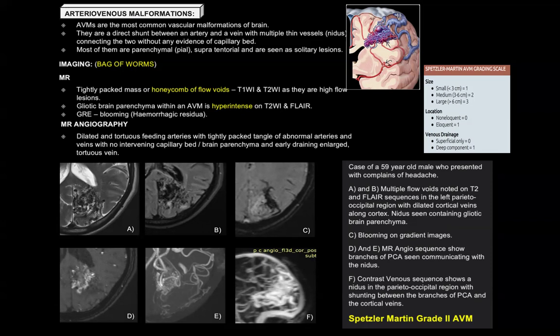AVMs are the most common vascular malformations of the brain, with a direct shunt between the artery and a vein, with multiple thin vessels called a nidus connecting the two without any evidence of a capillary bed. The hallmark imaging feature is the bag of worms appearance. On MR, we can appreciate a tightly packed mass of honeycomb of flow voids on T1 and T2 as they are high flow lesions. Brain parenchyma appears gliotic and is hyperintense on T2 and FLAIR images. GRE sequences show blooming, and MR angiography shows dilated and tortuous feeding arteries with a tightly packed tangle of abnormal arteries and veins with no intervening capillary bed or brain parenchyma.